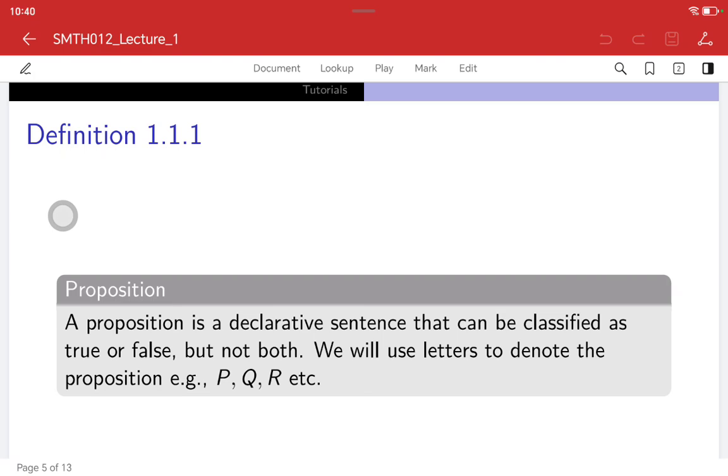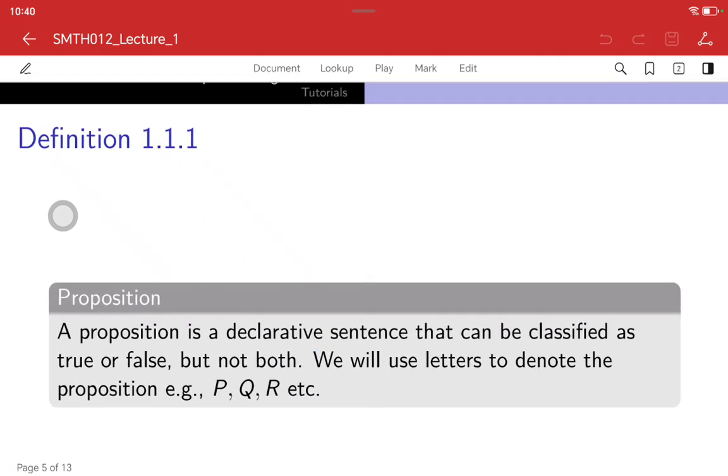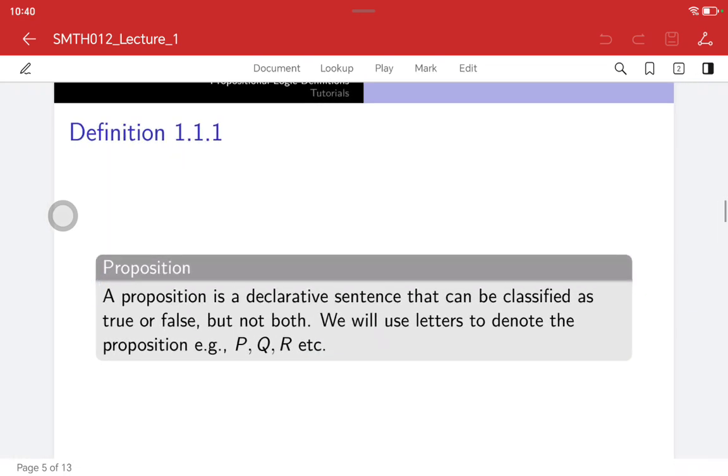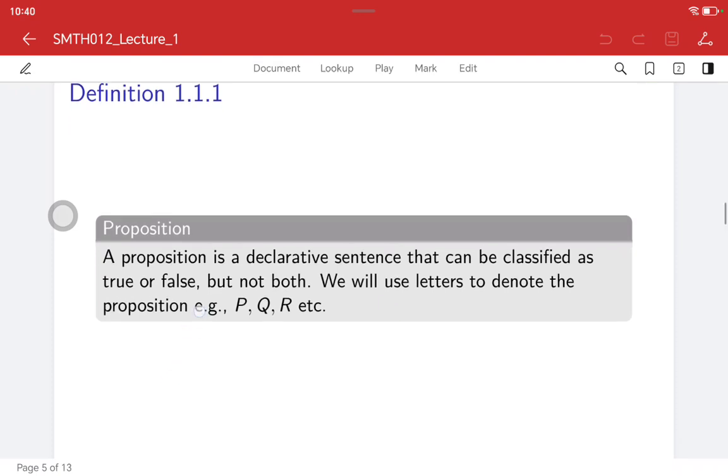We're going to use letters to denote the propositions. So our propositions in this case are P, Q, R, and so on. You see right there, these are the propositions. Whenever you see P, Q, R, just know that those are propositions. You see S, T, those are propositions.